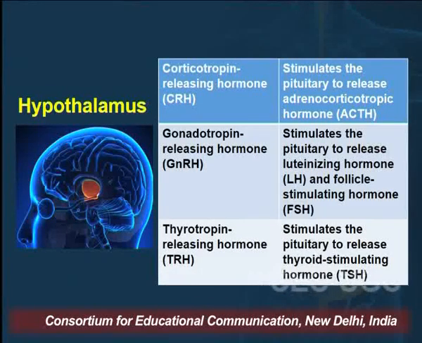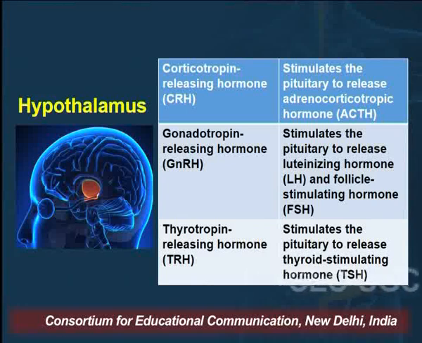Let's start with the hypothalamus gland. These are the hormones which the hypothalamus gland releases, and these are its functions. You can see the position of the hypothalamus gland. The first hormone is corticotropin releasing hormone, that is CRH, and its function is to stimulate the pituitary to release adrenocorticotropin hormone. And then there is GnRH, that is gonadotropin releasing hormone. Its function is to stimulate the pituitary to release luteinizing hormone, that is LH, and follicle stimulating hormone.